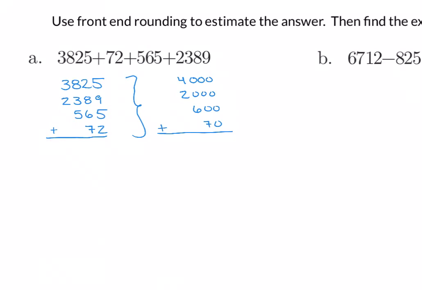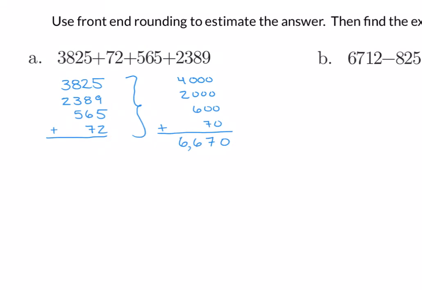So now that we have that, you should see that this is going to be fairly easy to compute. So if we go ahead and add, starting on the right, we have 0, 7, 6, 6. Do not round this final answer. This is our estimation. This is our estimate.